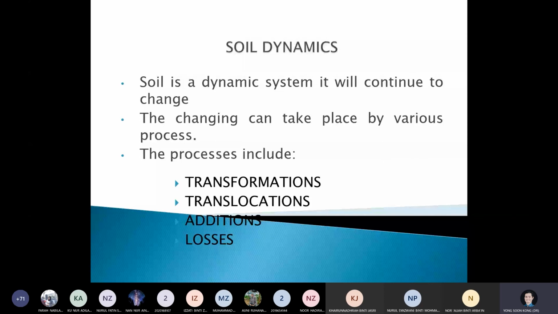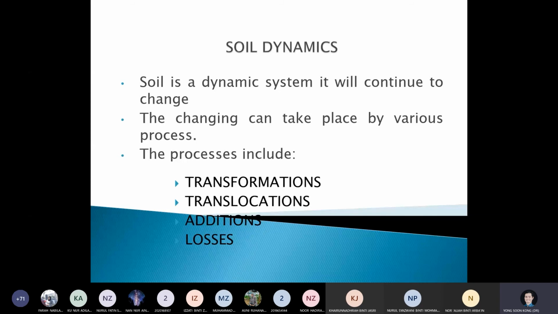Next we're going to go into soil dynamics. What is defined by soil dynamics is how soil particles move around. Don't think that the soil does not move. They can move, because after all, if they're small enough, they can be moved by the movement of wind, air erosion, or maybe water erosion as well. These are the two main agents that can move the soil.